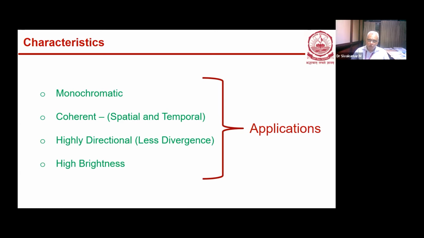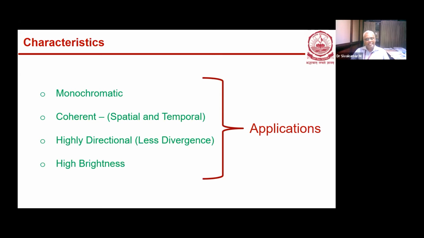There are 4 characteristics you can see. Monochromatic means single frequency, single wavelength. In the stimulated emission process, as I said earlier, all the photons emitted are in phase with each other and have the same wavelength, so automatically it is monochromatic. And then coherent. All the photons emitted during stimulated emission are in phase with each other. I will explain what coherence is. There are 2 types of coherence, spatial and temporal, each having separate applications. That is why I put these 2 types.